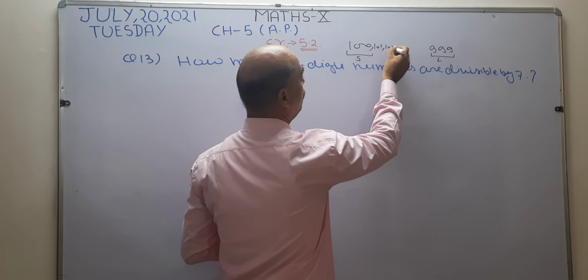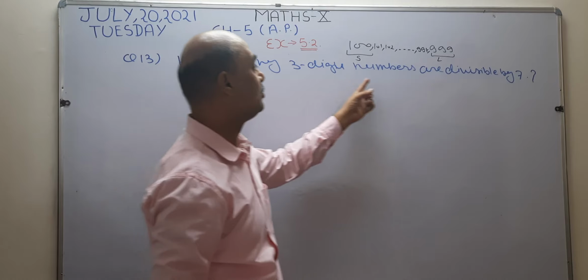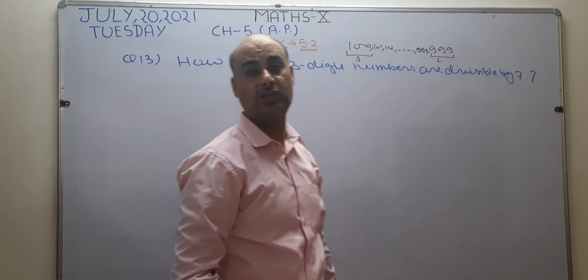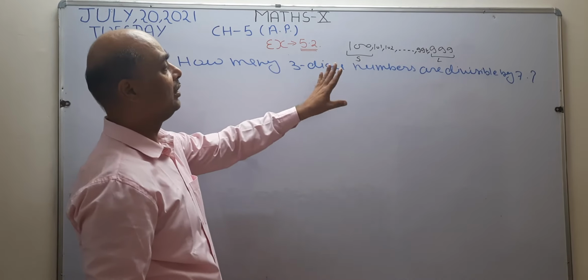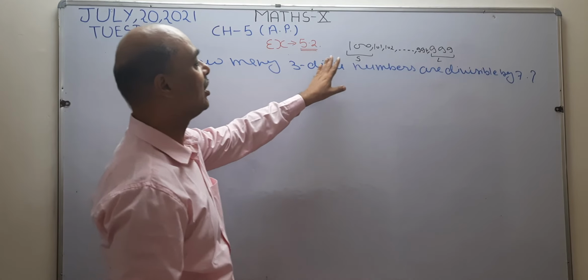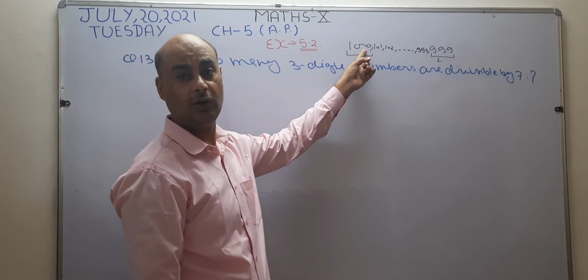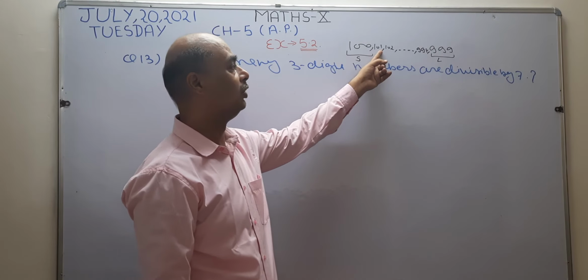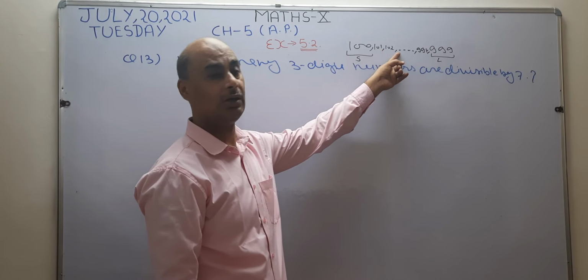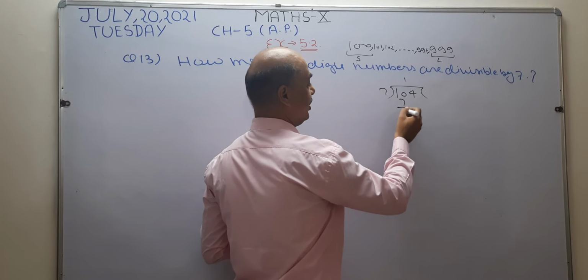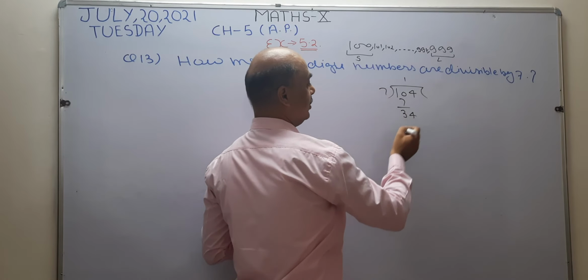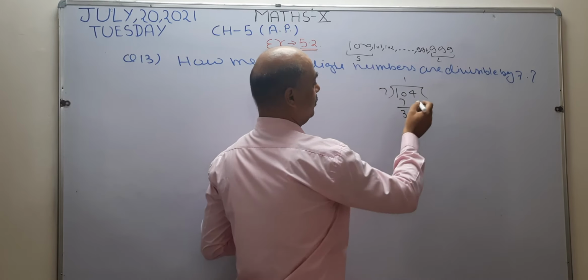Between these two terms, I want to check how many terms are divisible by 7. This is the question. So I want to check my first term. What is the first term which is going to be divisible by 7? Is 100 divisible by 7? No. 101? No. 102? No. 103? I want to show you. I want to divide 104 by 7. See, 7 1s are 7. What is left? 3. After that, 7 4s are 28. This is not divisible by 7.